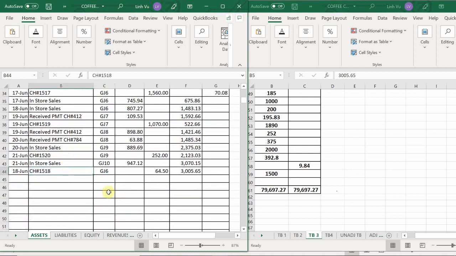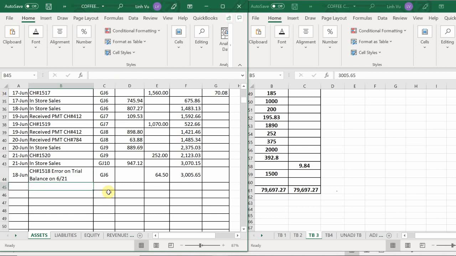So, I'm going to make sure I put in parentheses: check number 1518, error on trial balance on 6/21. Yeah, 6/21 is when we actually did the trial balance, right?